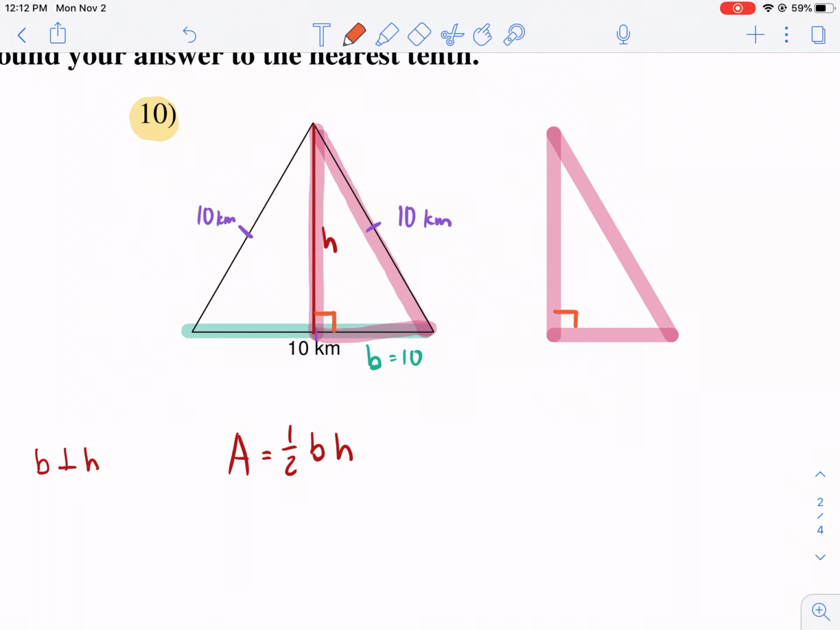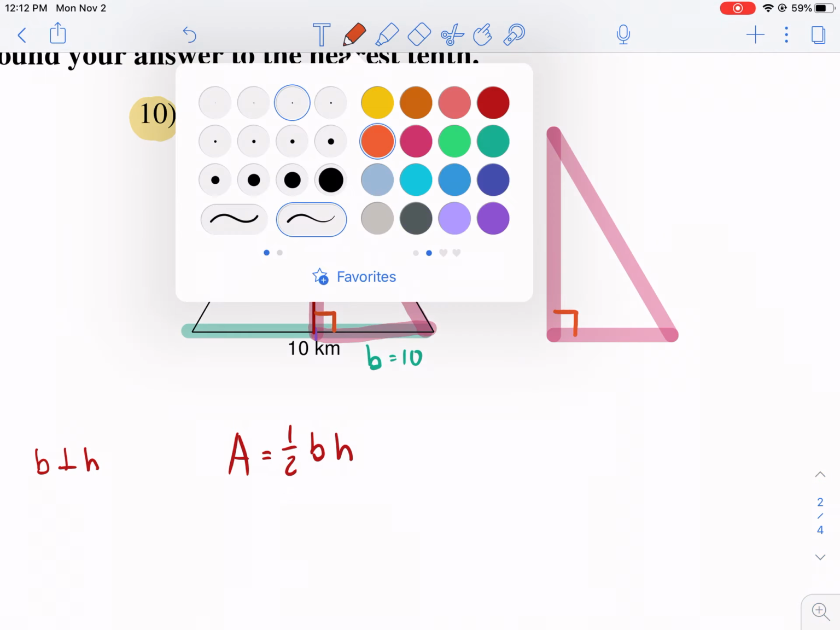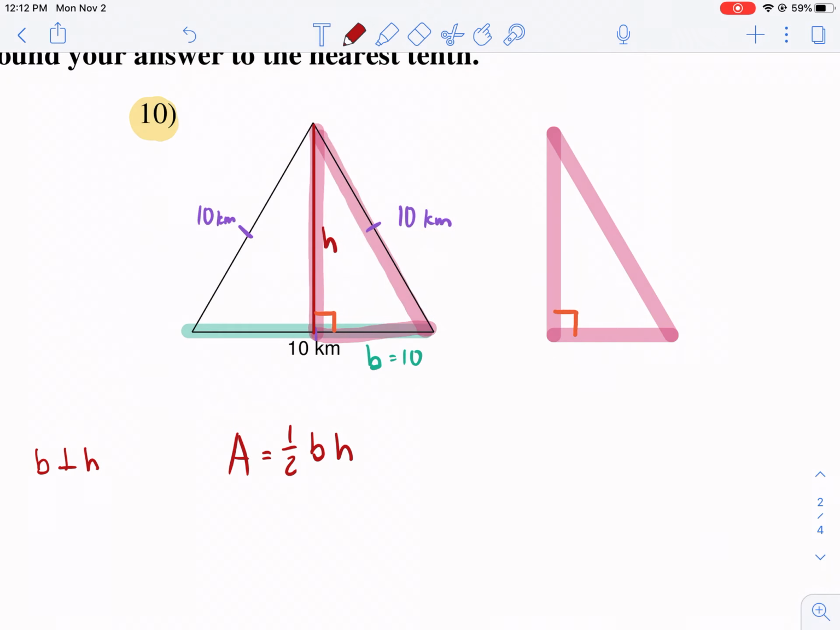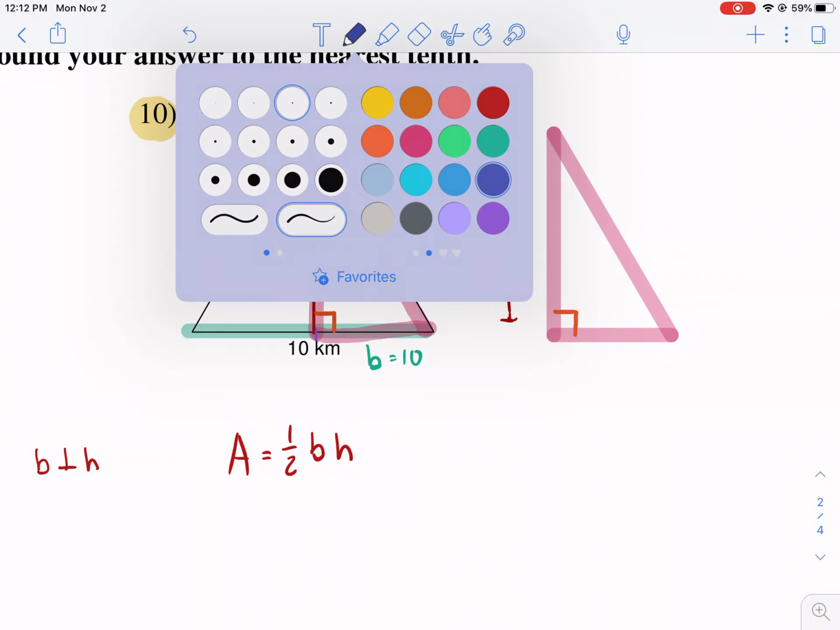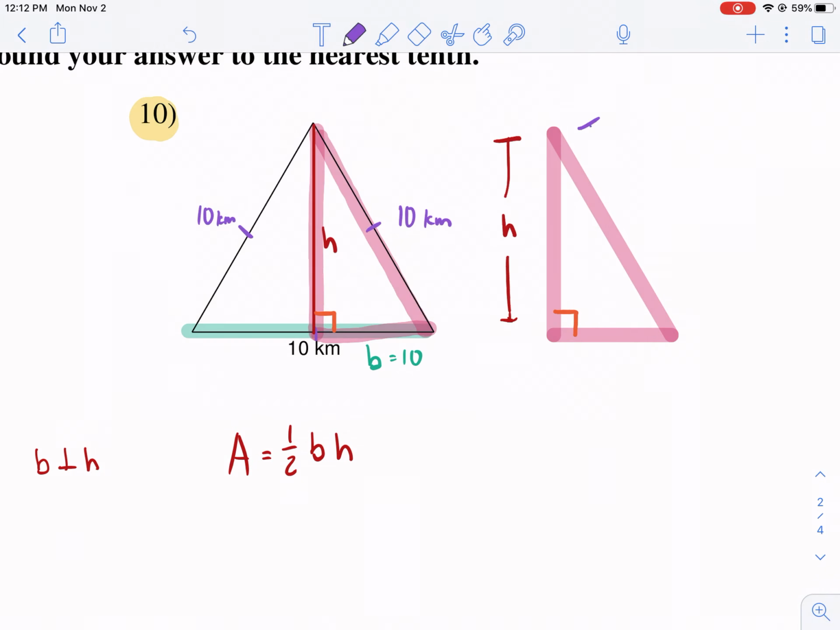Now, what are the dimensions of this triangle? Well, we're looking for the height. That's the important thing that we're looking for. We want to know this distance right here. We know that this distance here, the hypotenuse, is 10. Since it's an equilateral triangle, each side is 10, and that's one of the sides of our big equilateral triangle.